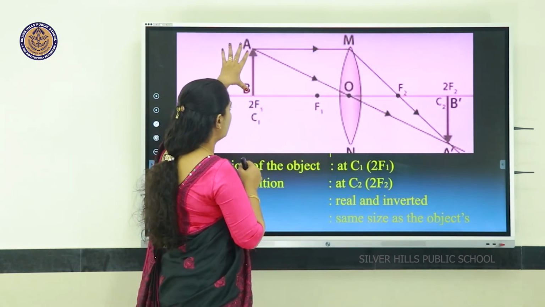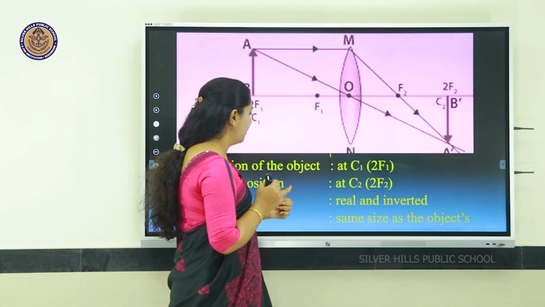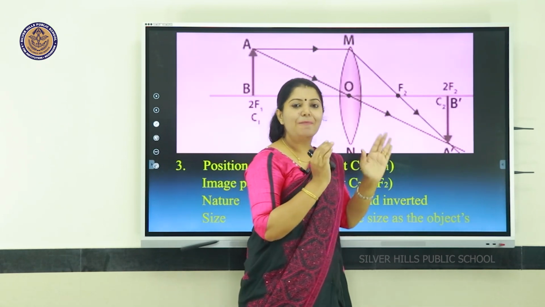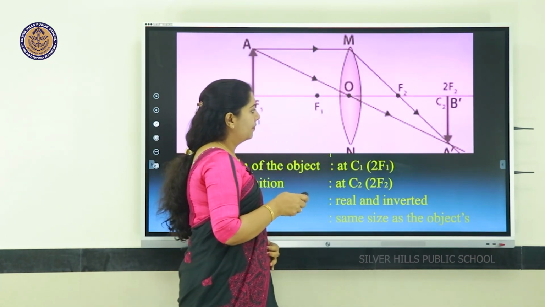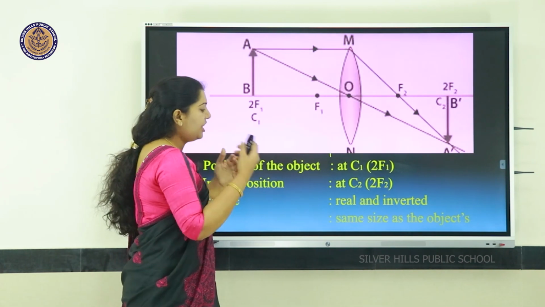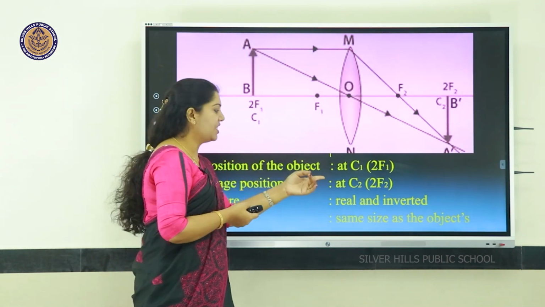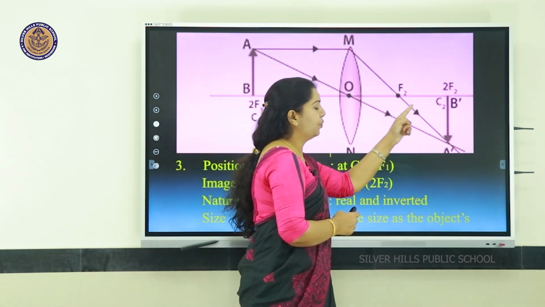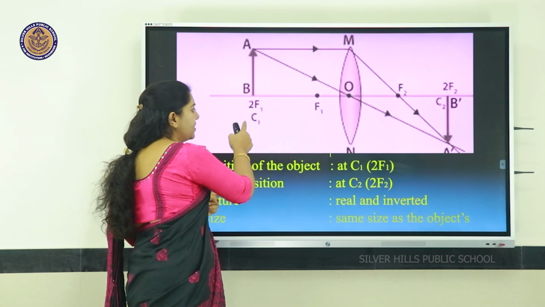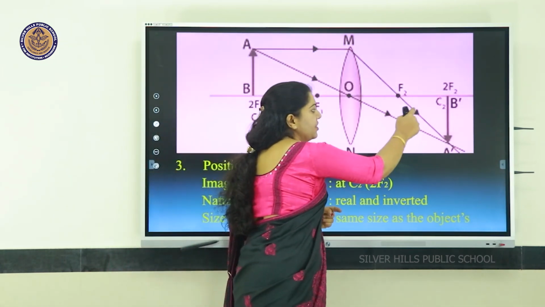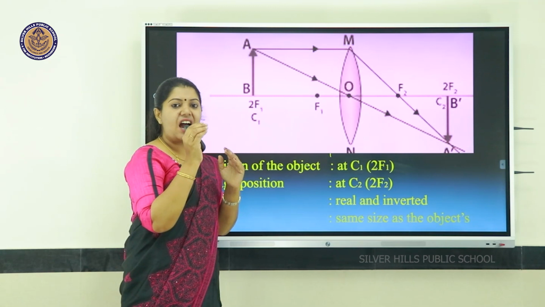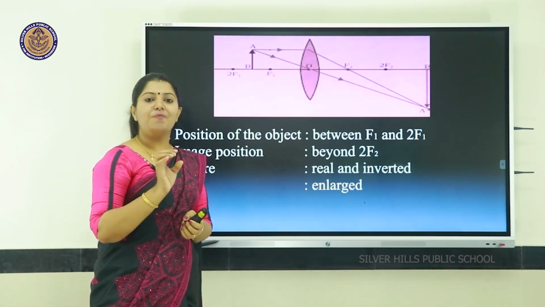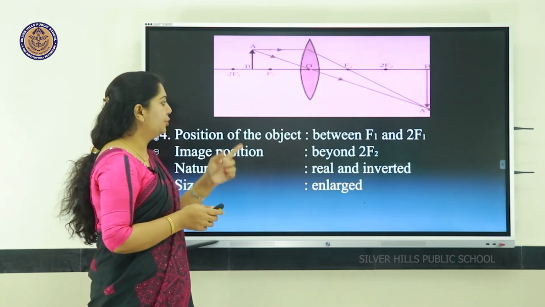Then what about the size of the image? You can see the difference. We can say the size of the object and the size of the image remain the same. And what about the nature of the image? The nature of the image is real and inverted. Position of the image is at C2. If we keep the object at C1, we will get the image at C2 and the image size and object size remain the same.